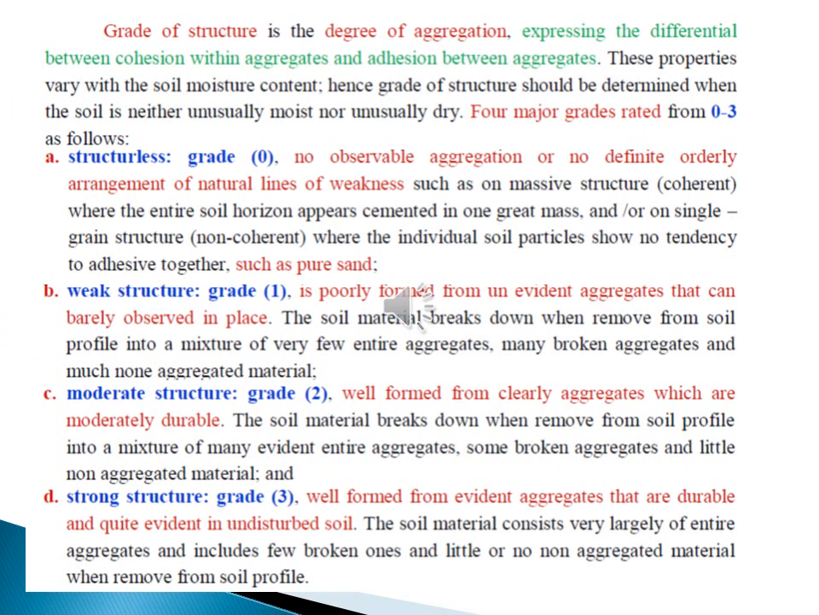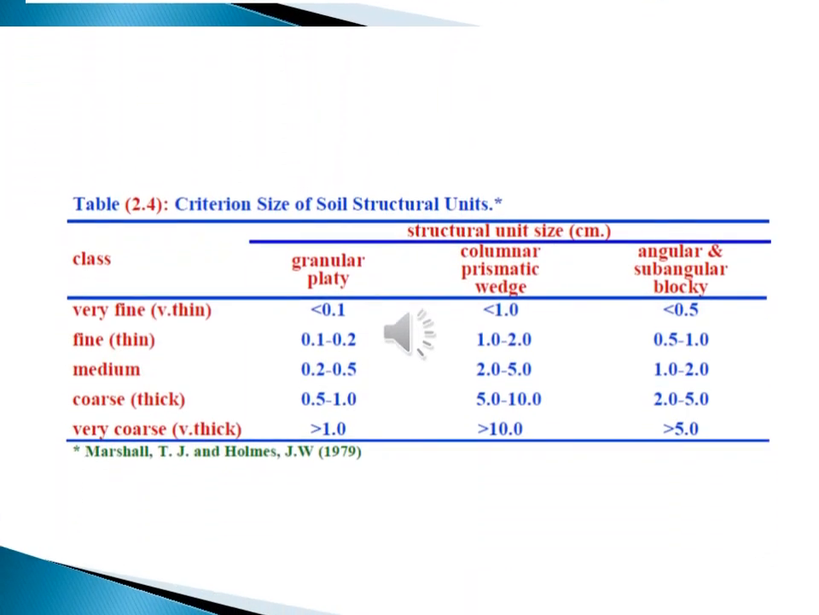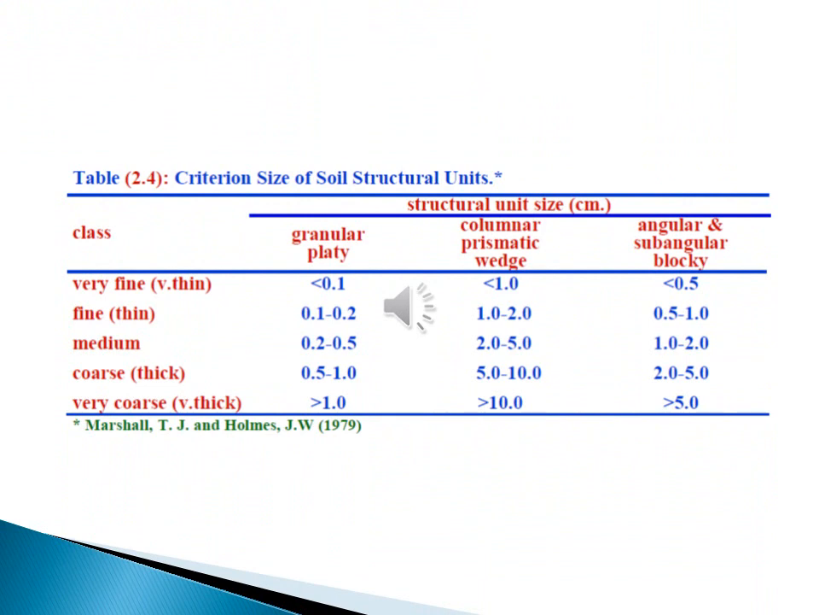Grade of structure is the degree of aggregation, expressing the differential between cohesion within aggregates and adhesion between aggregates. Four major grades rated from 0 up to 3 as follows. Grade 0, structureless. Grade 1, weak structure. Grade 2, moderate structure. And grade 3, strong structure. Table showing the soil classes of structure depending upon its unit size in centimeters.